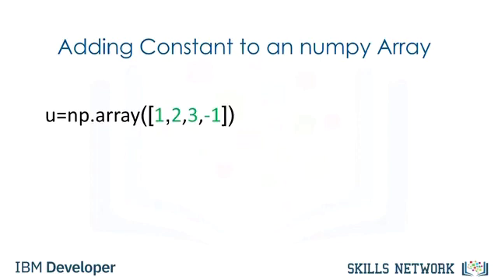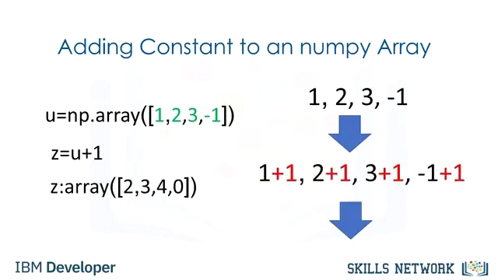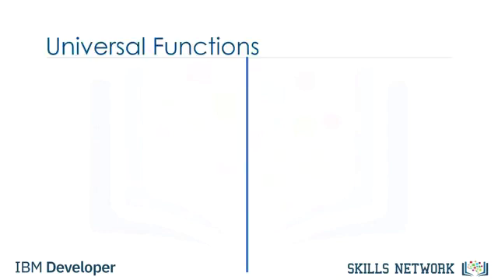Consider the array U. The array contains the following elements. If we add a scalar value to the array, NumPy will add that value to each element. This property is known as broadcasting. A universal function is a function that operates on ND arrays. We can apply a universal function to a NumPy array.